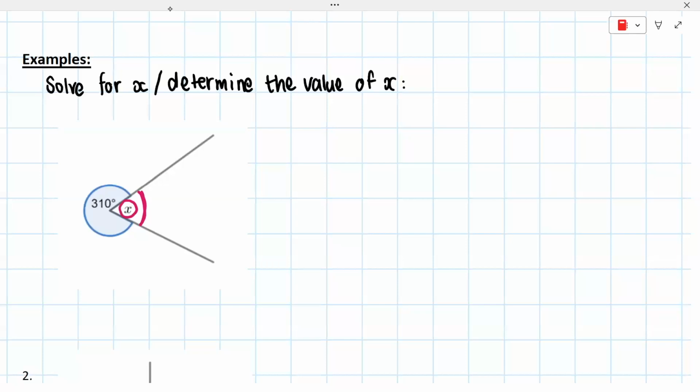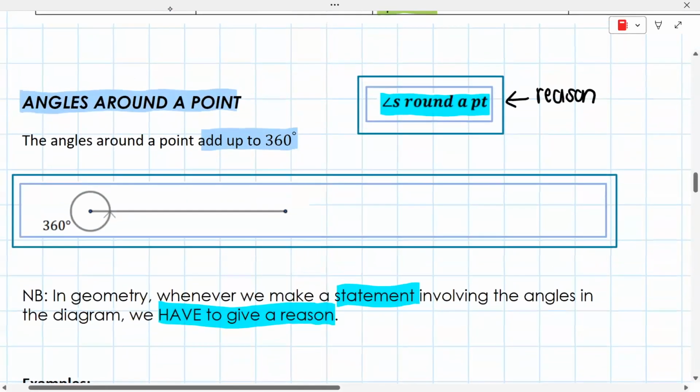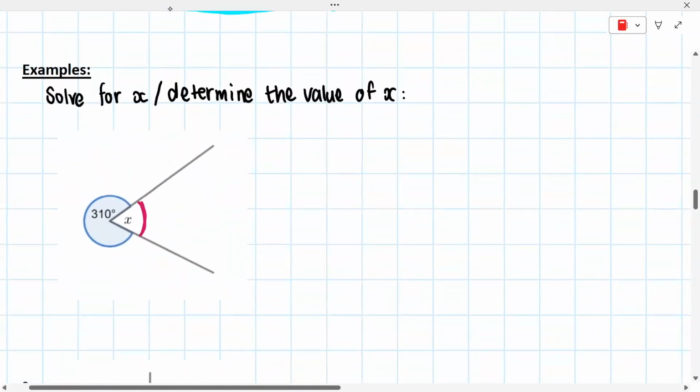So now we have to look at the diagram that we've been given, and we need to decide how we can apply any geometric reasons that we know. Now, I understand that some of you have done this at school, and that is absolutely fine. But for now, we are going to assume that the only reason we know is this first one, angles around a point. That's all we know. We need to see if we can apply it. So let's look at our diagram.